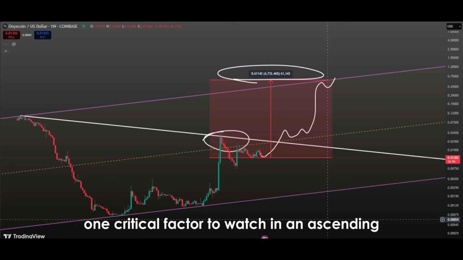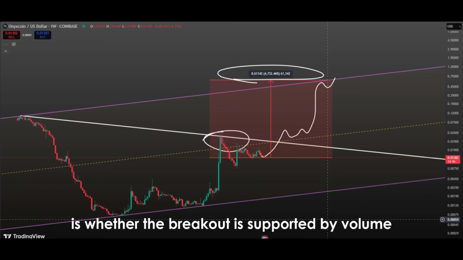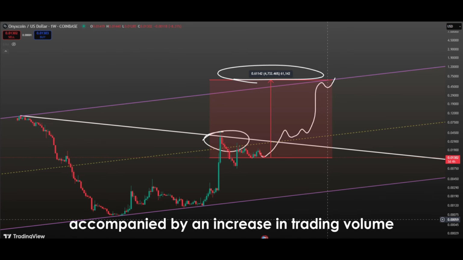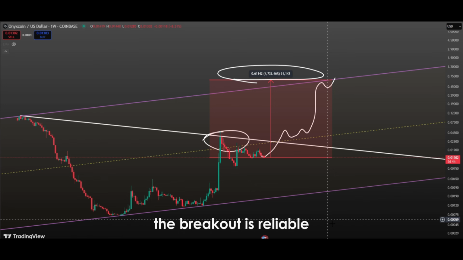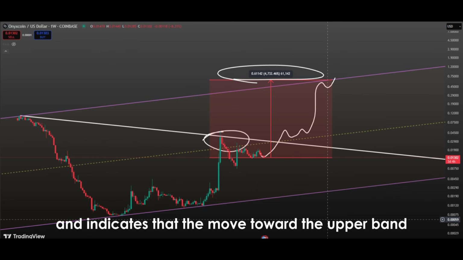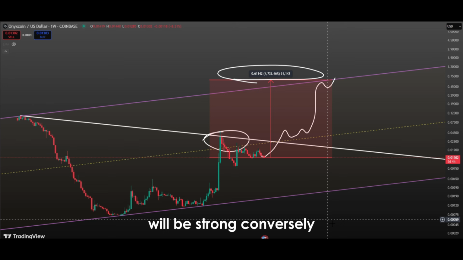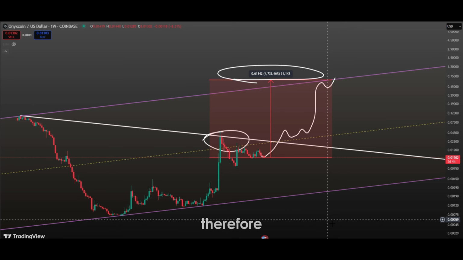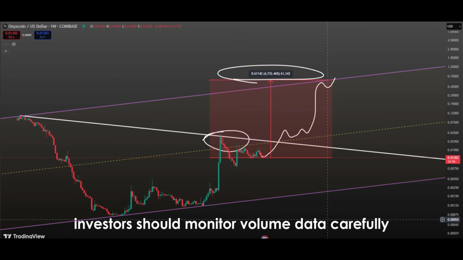One critical factor to watch in an ascending channel move is whether the breakout is supported by volume. If the price breaks the middle band accompanied by an increase in trading volume, the breakout is reliable and indicates that the move toward the upper band will be strong. Conversely, breakouts without volume often carry the risk of being false and may result in the price returning below the middle band. Therefore, investors should monitor volume data carefully.